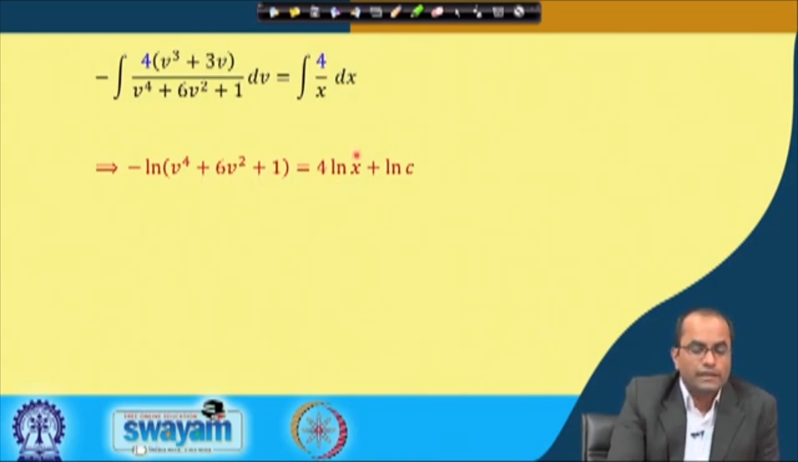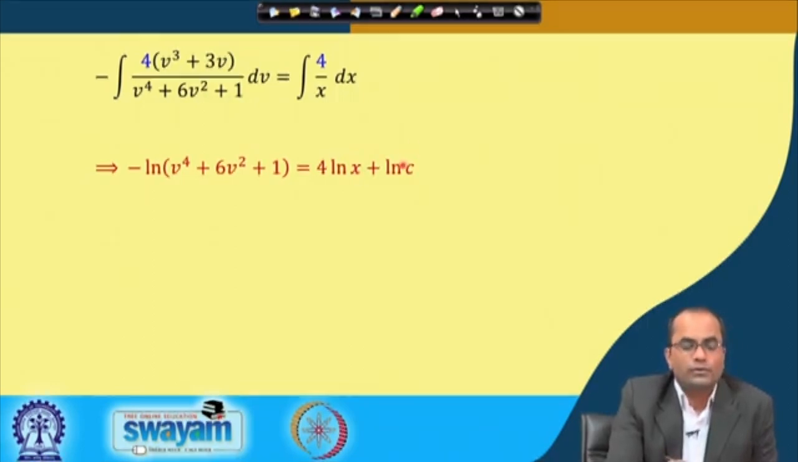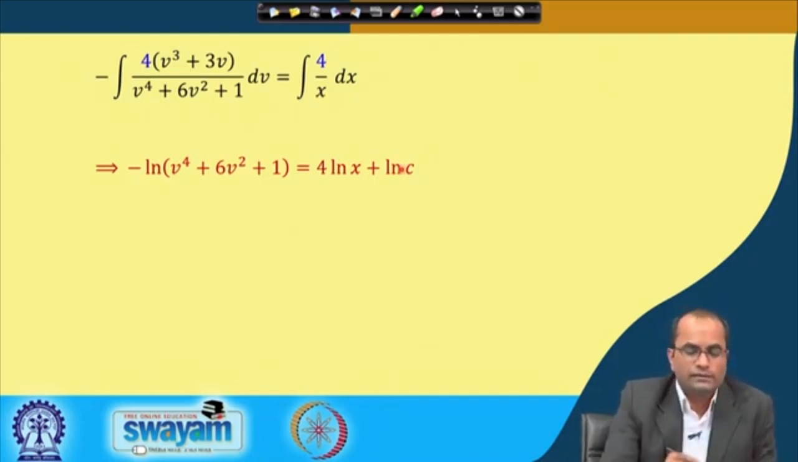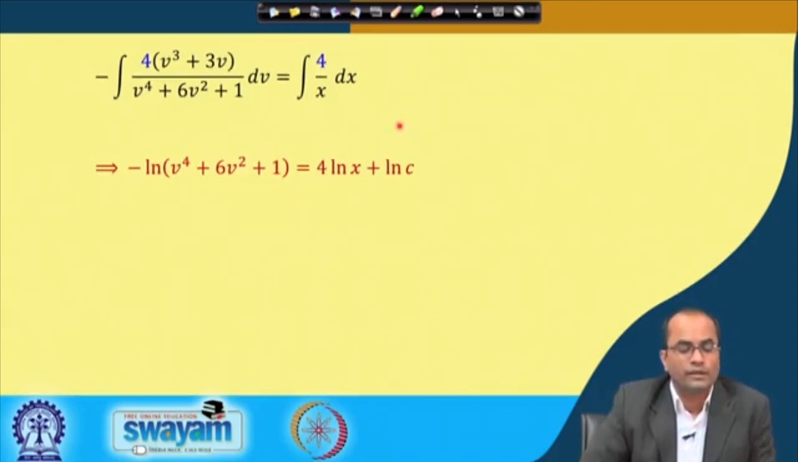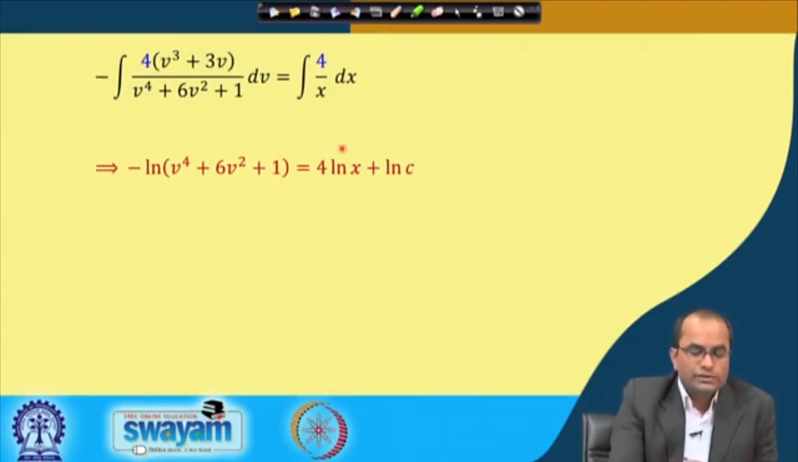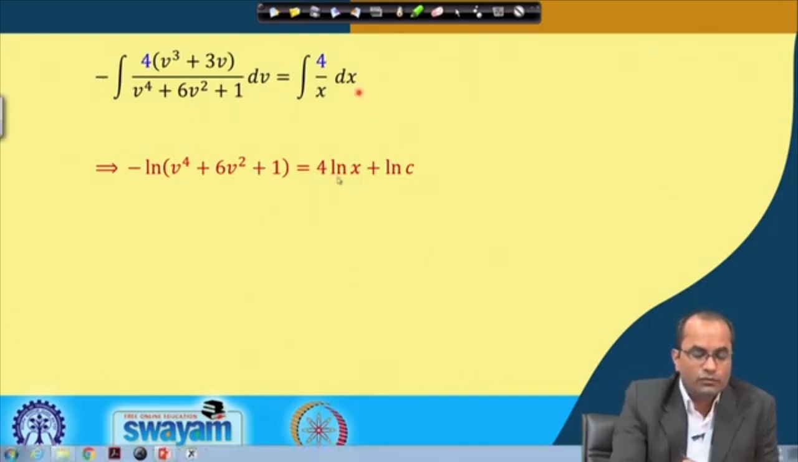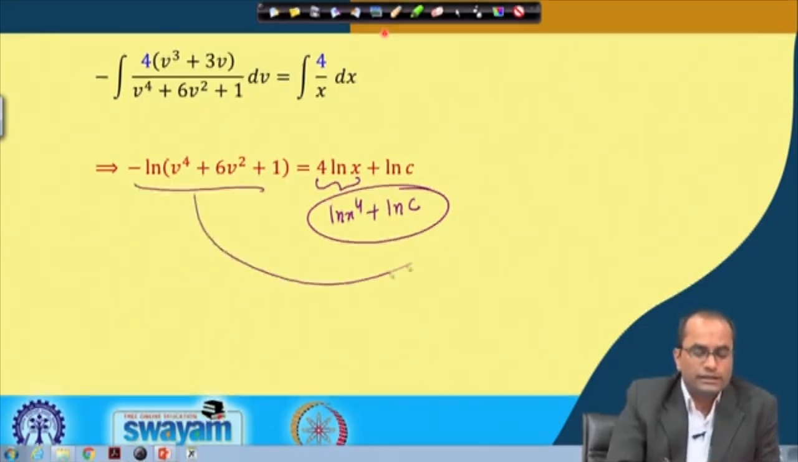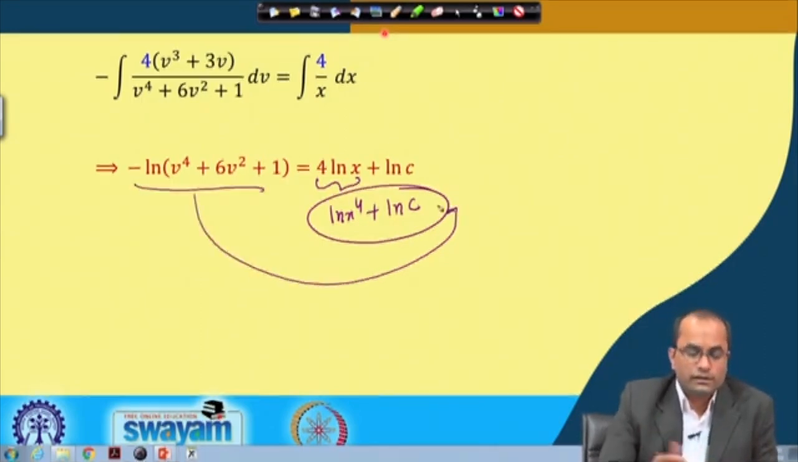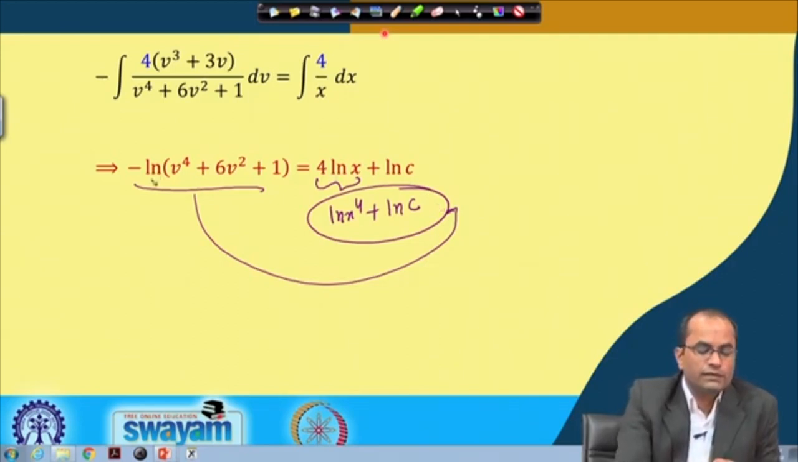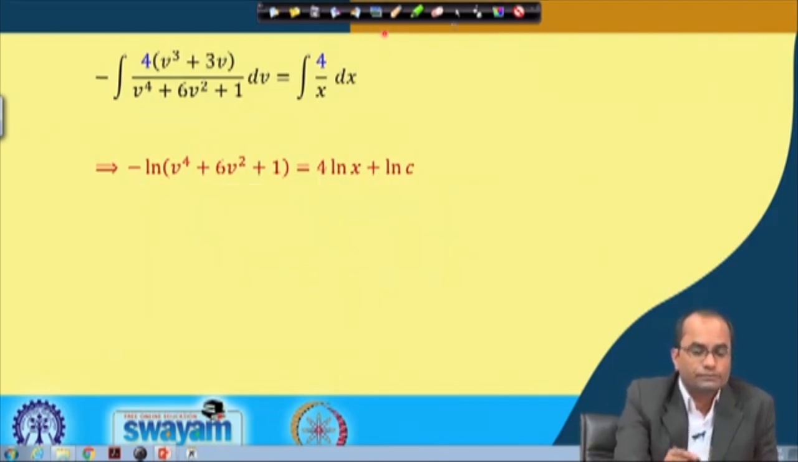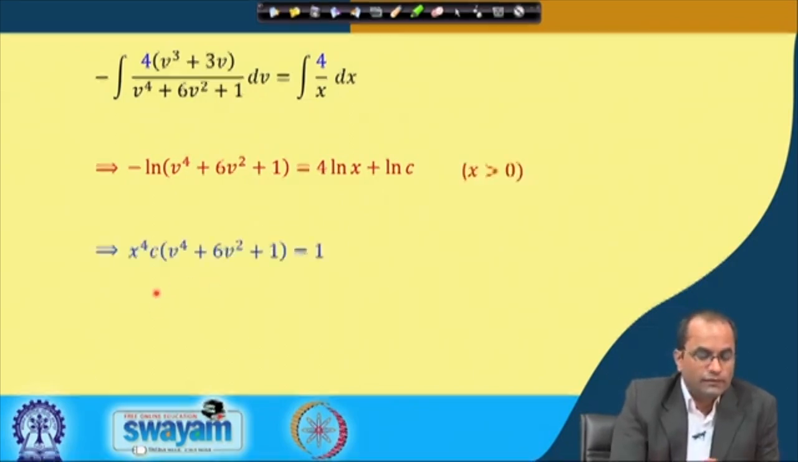and it is equal to 4 times, and again the logarithmic of x, and we have assumed x to be positive. So, plus this constant of integration which we have taken in the logarithmic form. So, any arbitrary constant here, logarithmic of c, and now we can combine these two. So, this we can write as ln x to the 4, and then here we have ln c. So, this is basically c x to the 4, and this also we can take to the right hand side. So, we have log x to the 4 plus log c and plus log v to the 4 plus 6v squared plus 1. So, we can combine all these terms of all these logs, and what we will get here.